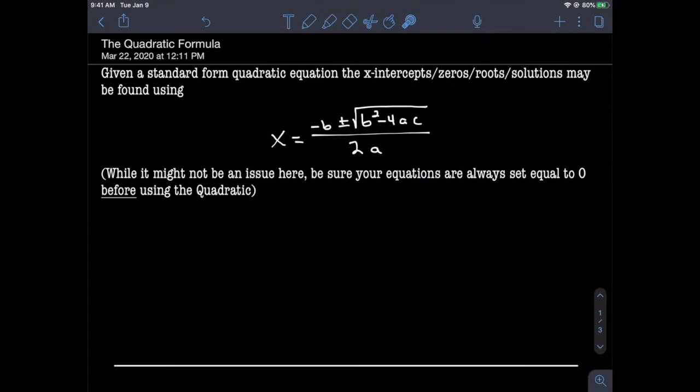are going to use the quadratic formula, please make sure that your equation is always set equal to 0 before you use the formula. You see, once again, the quadratic formula is used to find the x-intercepts of a parabola, and x-intercepts occur by definition at the points where y is equal to 0. So set your equation equal to 0 to make sure you get accurate results. And without further ado, why don't we go ahead and check out our first example.